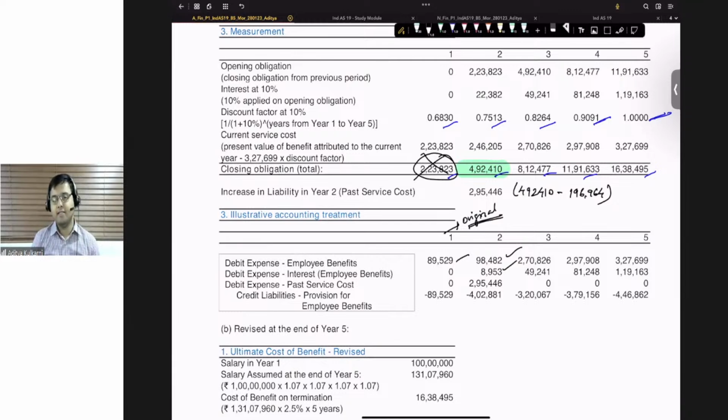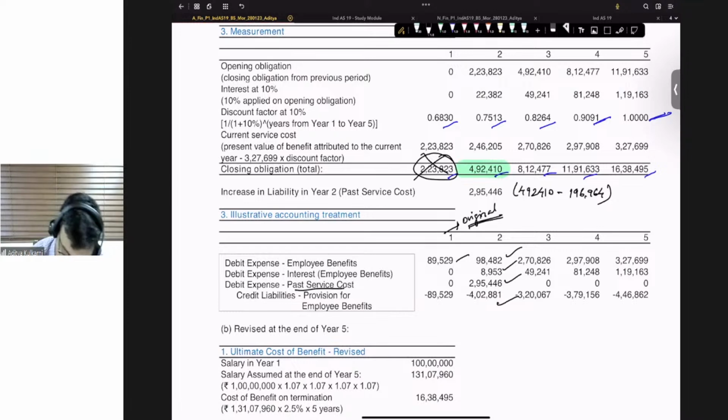Why is the plan changed? Because 1% rate is changing to 2.5%. Is it an actuarial assumption? No, it is a past service cost. So you will debit the past service cost with 2,95,446 and credit 4,02,881 as provision for employee benefits.